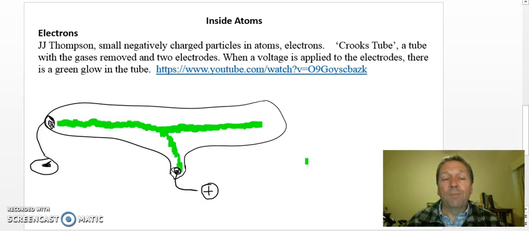They really didn't know what it was at first, but they eventually figured out that there were particles coming from the negative side. That shows that they're probably negative particles. They go shooting out towards the positive electrode, but some of them miss the turn and just keep on going like that, and that's what they found. Now if you want to see that in a video, just check out the video that's there.